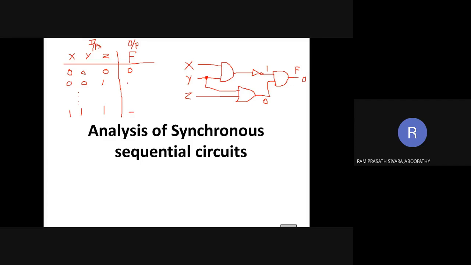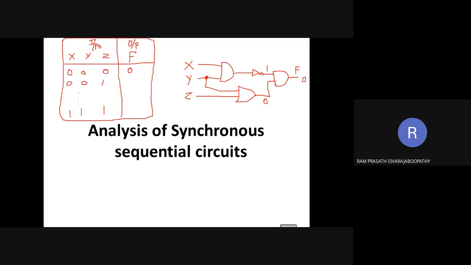So here you will be having some output. I don't want to mark with hyphen. So you will be having some value. Now this table tells the behavior of the circuit. So any circuit's behavior can be analyzed. From this you can infer, if I give this combination of input, I will be having this combination of outputs. Is it clear for everyone? So this we call analysis.